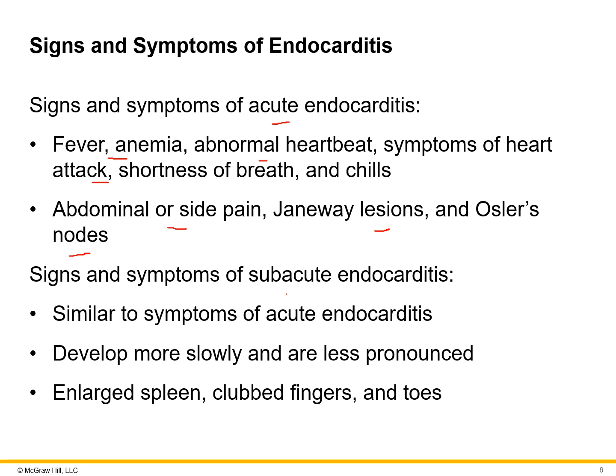If we look at the subacute endocarditis, similar, but this just develops more slowly. Again, acute is kind of quick, whereas subacute is a little slower, also less pronounced symptoms. And then along with those, enlarged spleen, some clubbed fingers and toes can also occur.